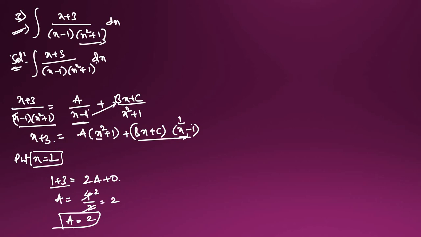Now here what we have to find again? Bx plus c. So in this I will substitute x equal to 0. Why I'm taking x equal to 0, you will know after doing this. So I will substitute in this, it will become 0 plus 3 is equal to a into, in this what will come here, x is equal to 0, so 0 plus 1, 1, a will come here.